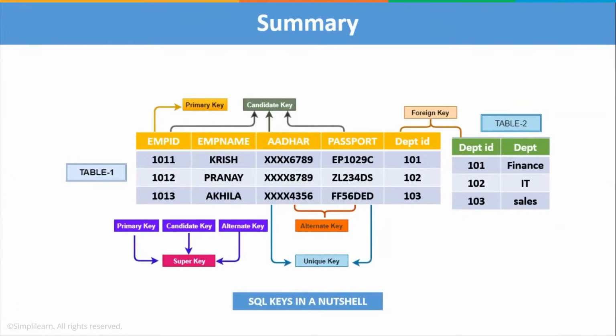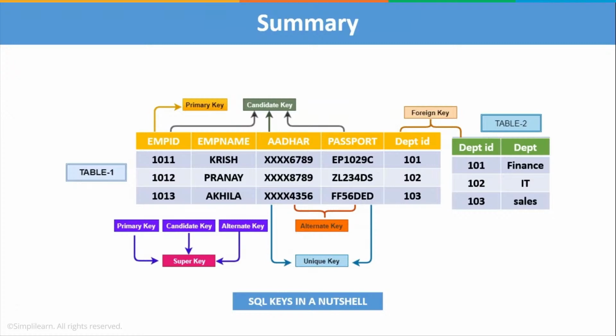So let us just quickly recap what we have discussed, the different types of keys. To summarize this, I've created a table here: employee ID, employee name, Aadhaar, passport, department ID, which is table 1, that is the employee table, and we have department ID and department columns in the second table, that is the department table. Now here clearly employee ID is the primary key since it uniquely identifies each and every record in the table, and employee ID, Aadhaar number, passport can be taken as candidate keys because they are a set of more than one possible primary keys, so they can be considered as the candidate keys here.